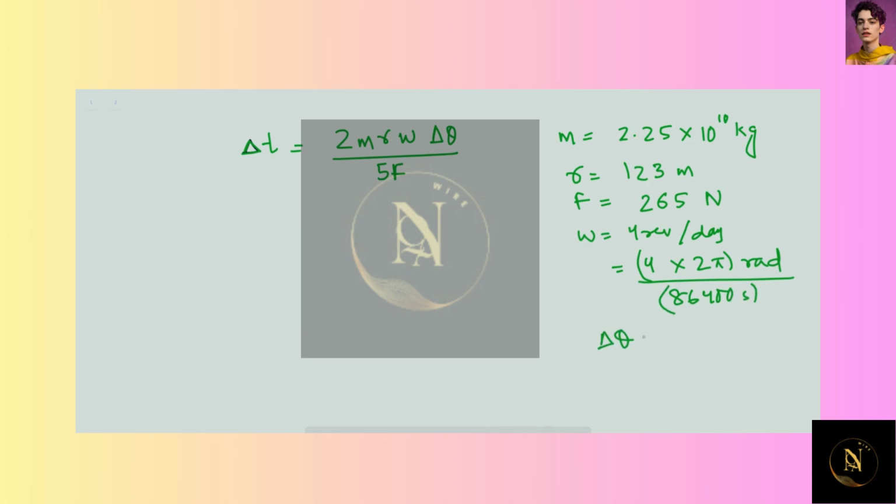And delta theta is given to be 10 degree, but we also need to convert this into radians, so we have the same unit for omega and theta. So this is equal to 10 degree times 2 pi radian over 360 degree, because 360 degree comprises of 2 pi radians. Now we simply plug these 5 variables into this equation and solve it, and we will get this to be equal to 2.12 times 10 to the power 5 seconds.